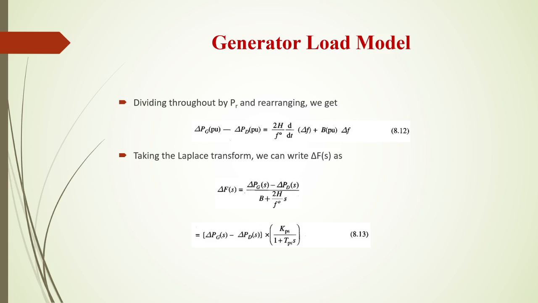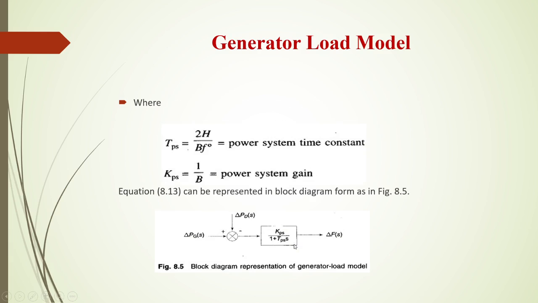This can be written as delta PG of S minus delta PD of S into KPS by 1 plus TPS into S. What is TPS here? TPS is 2H by F0, that is the power system time constant, and KPS is equal to 1 by B, that is the power system gain. So this equation can be written in the form of a block diagram. The equation is: delta PG of S minus delta PD of S, multiplied by KPS by 1 plus TPS into S, is equal to delta F of S.